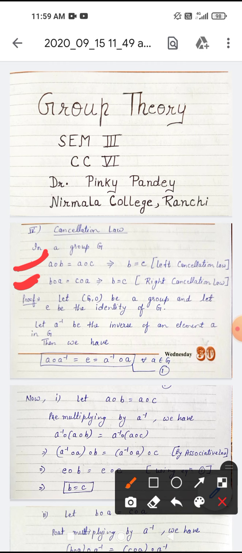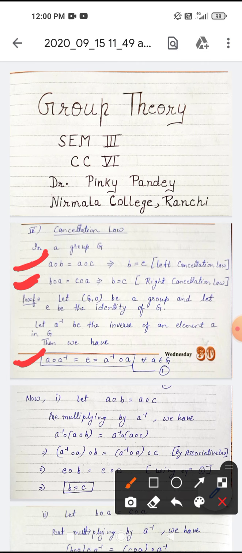So the proof is: let G be a group and let E be the identity of G. Let A inverse be the inverse of an element A in G. Then we have A operation A inverse is equal to E is equal to A inverse operation A for all A belongs to G. By the definition of group, existence of inverse, A operation A inverse is equal to E, the identity element. Take it as equation 1.